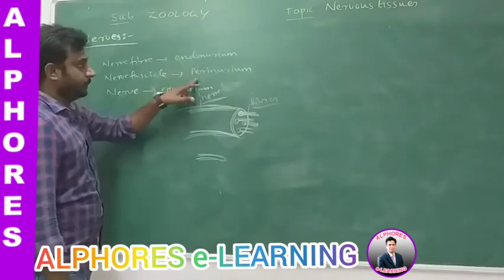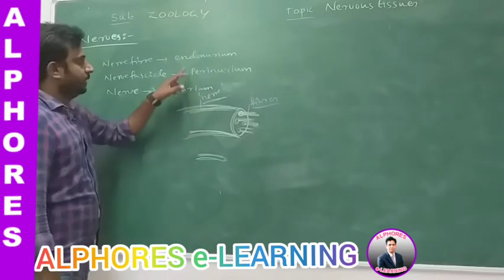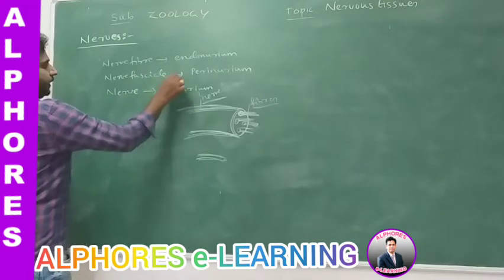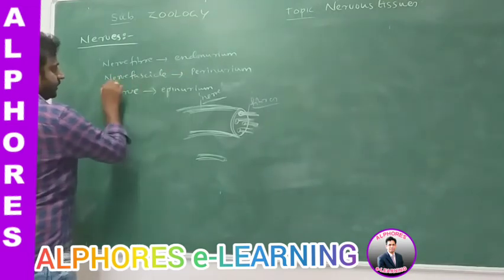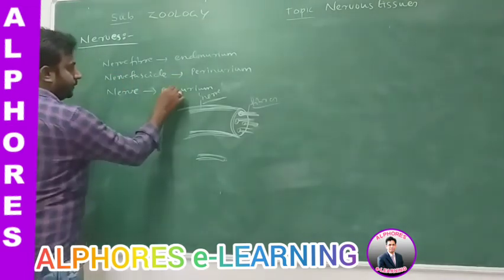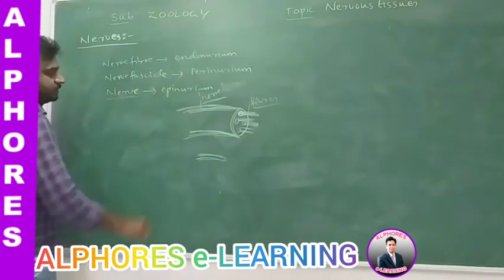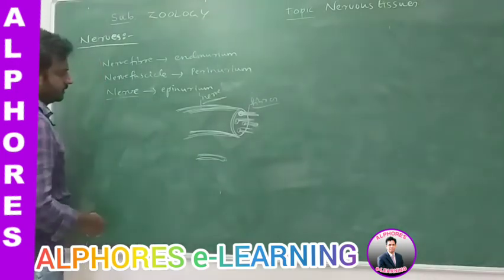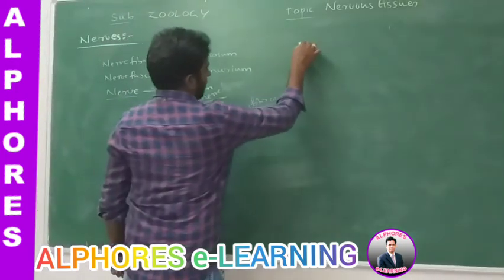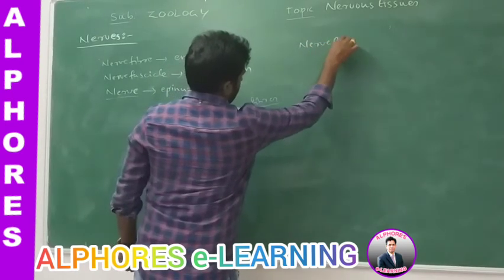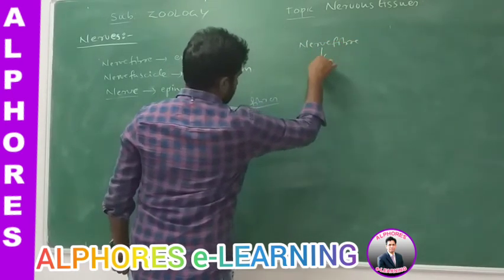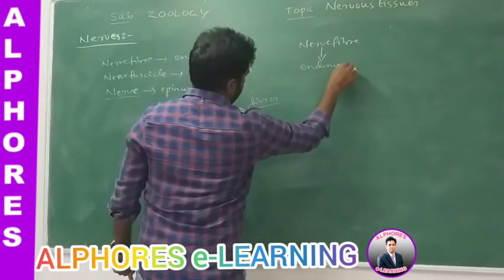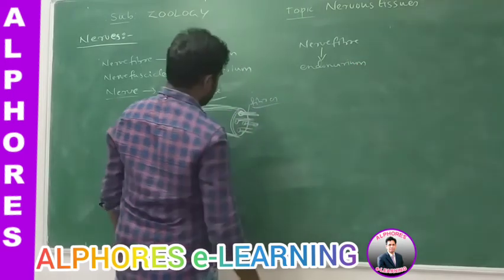Here, endoneurium is a connective tissue layer that covers the nerve fiber. Perineurium is a connective tissue layer that covers the nerve fascicle. Epineurium is a connective tissue layer which covers the nerve. So, from inner to outer layers: first the nerve fiber, which is covered with endoneurium.